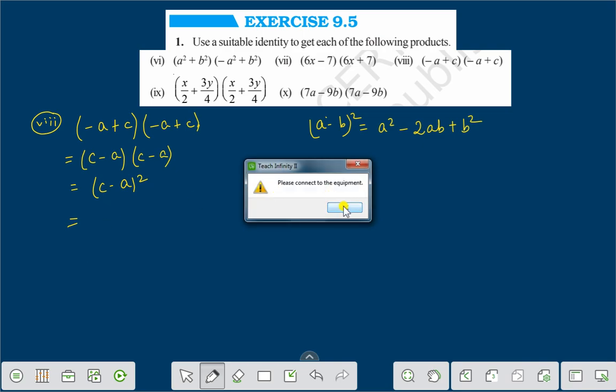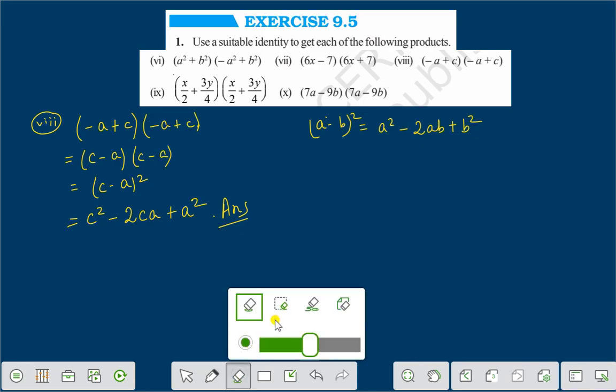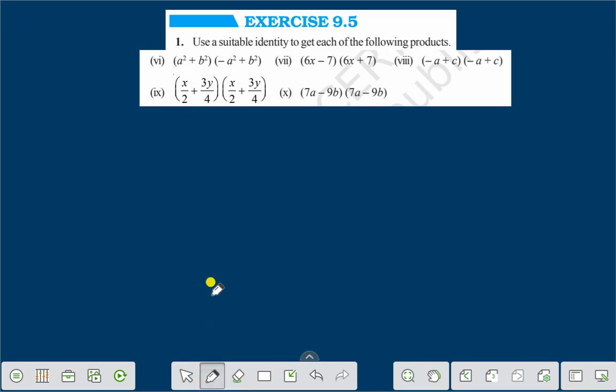That is, we are getting c square minus 2ca plus a square. The answer is c square minus 2ac or ca plus a square. This is the answer of question number 8. Now solve question number 9. Now question number 9 here you see is question number 9.